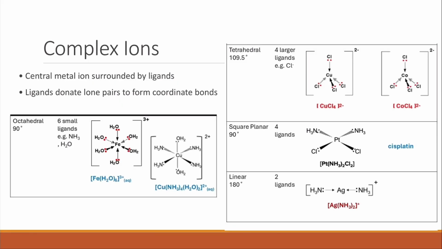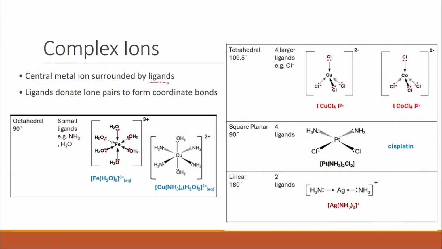So what are the complex ions? Complex ions are formed of a central metal ion surrounded by ligands. These ligands will donate a lone pair of electrons to form coordinate bonds, or dative covalent bonds. According to how many ligands can surround the central atom, the shape of the complex ion will change. So we have four different shapes of the complex ion.